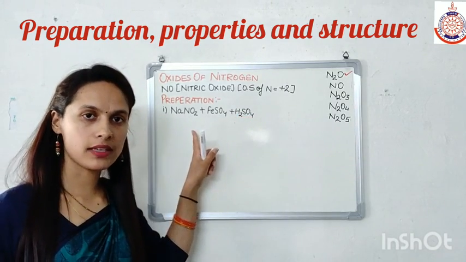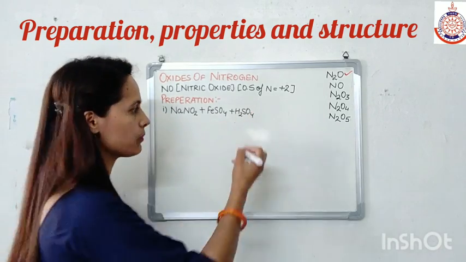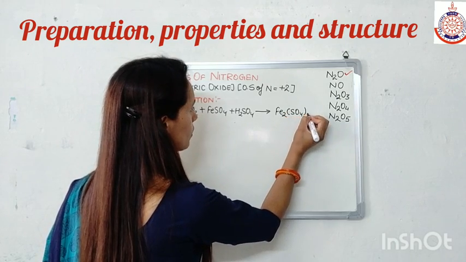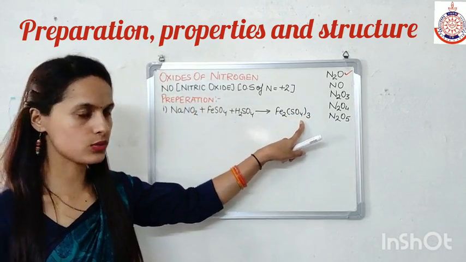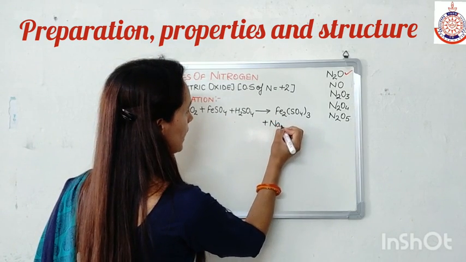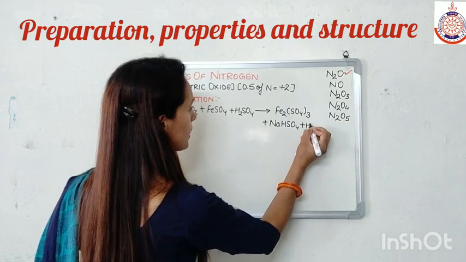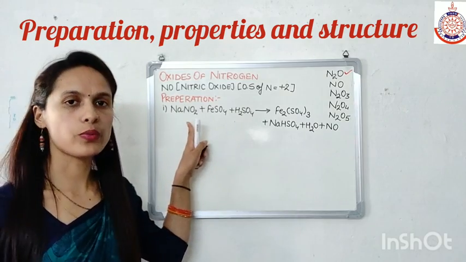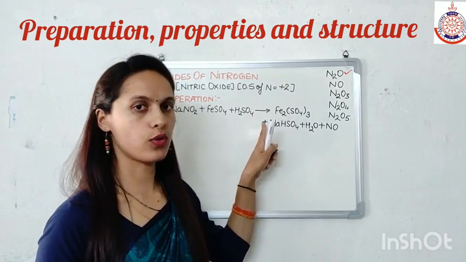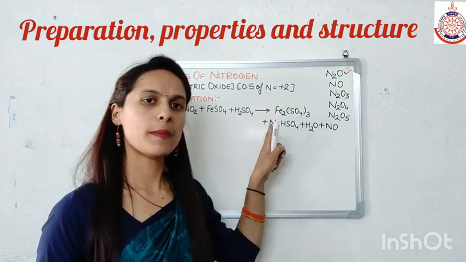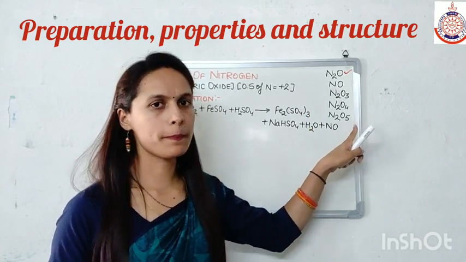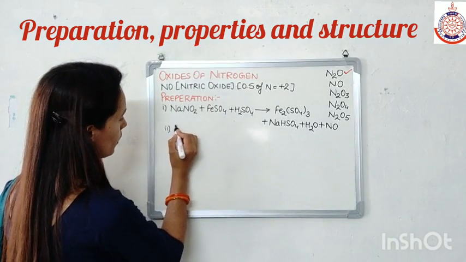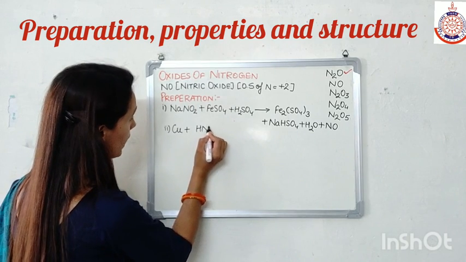When we react sodium nitrite with iron sulfate in acidic medium, then we get Fe2(SO4)3 plus NaHSO4 plus H2O plus NO. This we get. Means NaNO2 when it reacts with FeSO4 plus H2SO4, then it gives Fe2(SO4)3 plus NaHSO4 plus H2O plus NO.